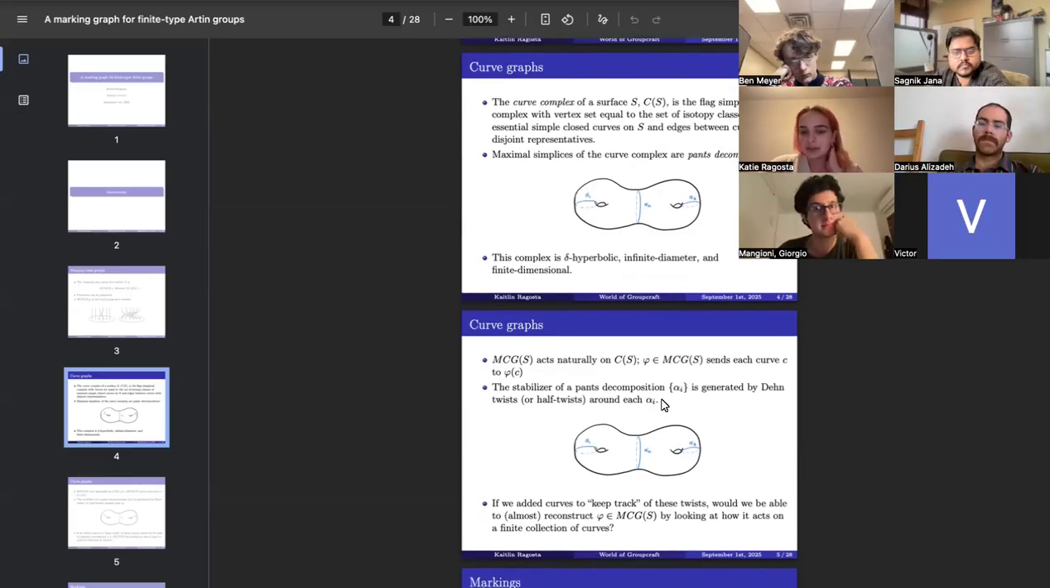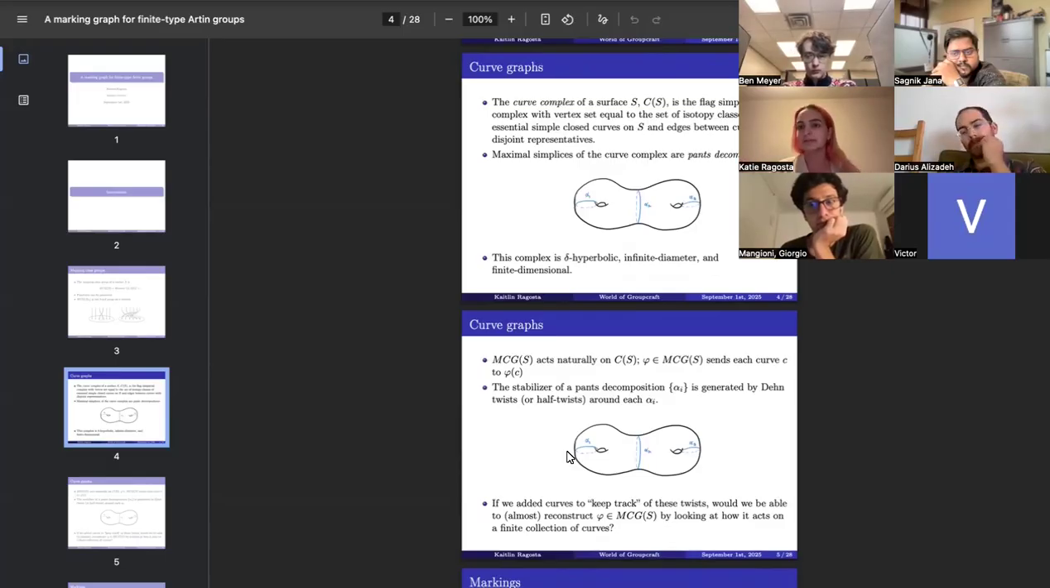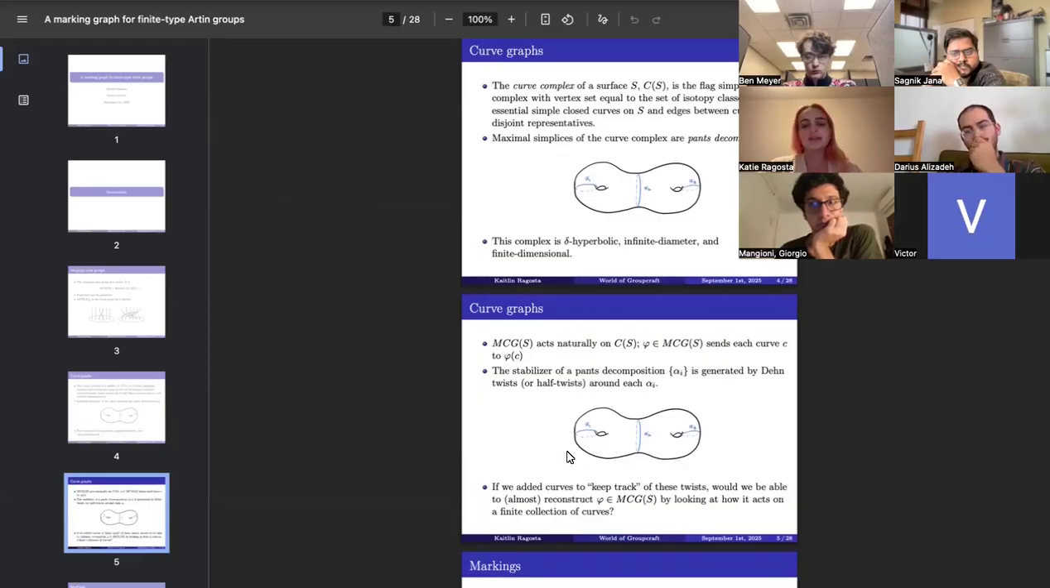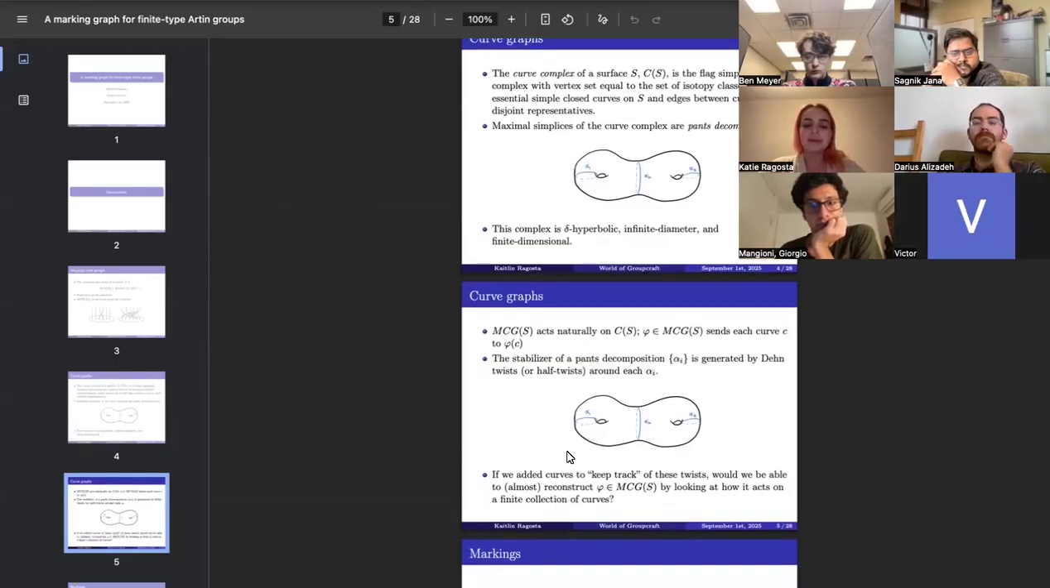And these stabilizers are generated by Dehn twists around each of the base curves, so the curves in the pants decomposition. And the important part of a Dehn twist for us today is that this is some element of the mapping class group which is supported on an annulus based around a single curve. So there's a Dehn twist, which does something non-trivial on an annulus around alpha 1, for example, and is trivial on the rest of the surface. Okay, so these are infinite order elements, is another important property of Dehn twists.